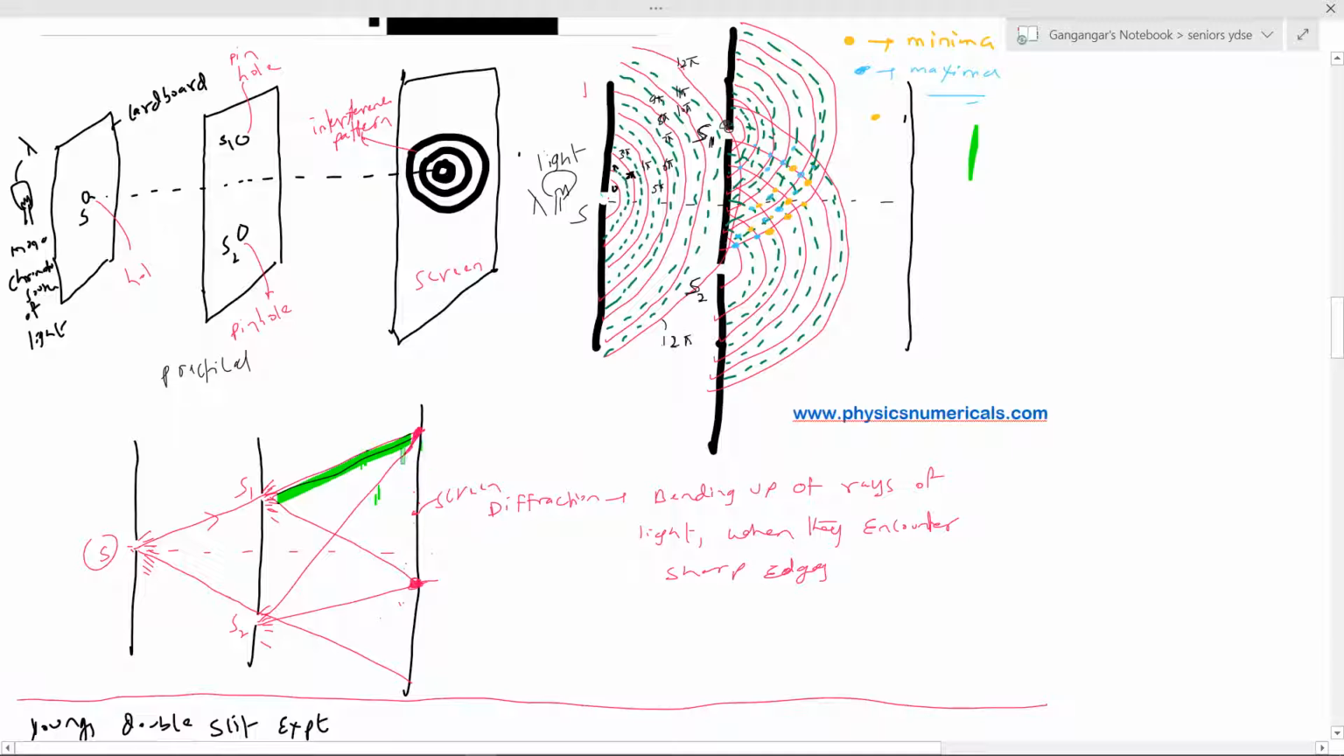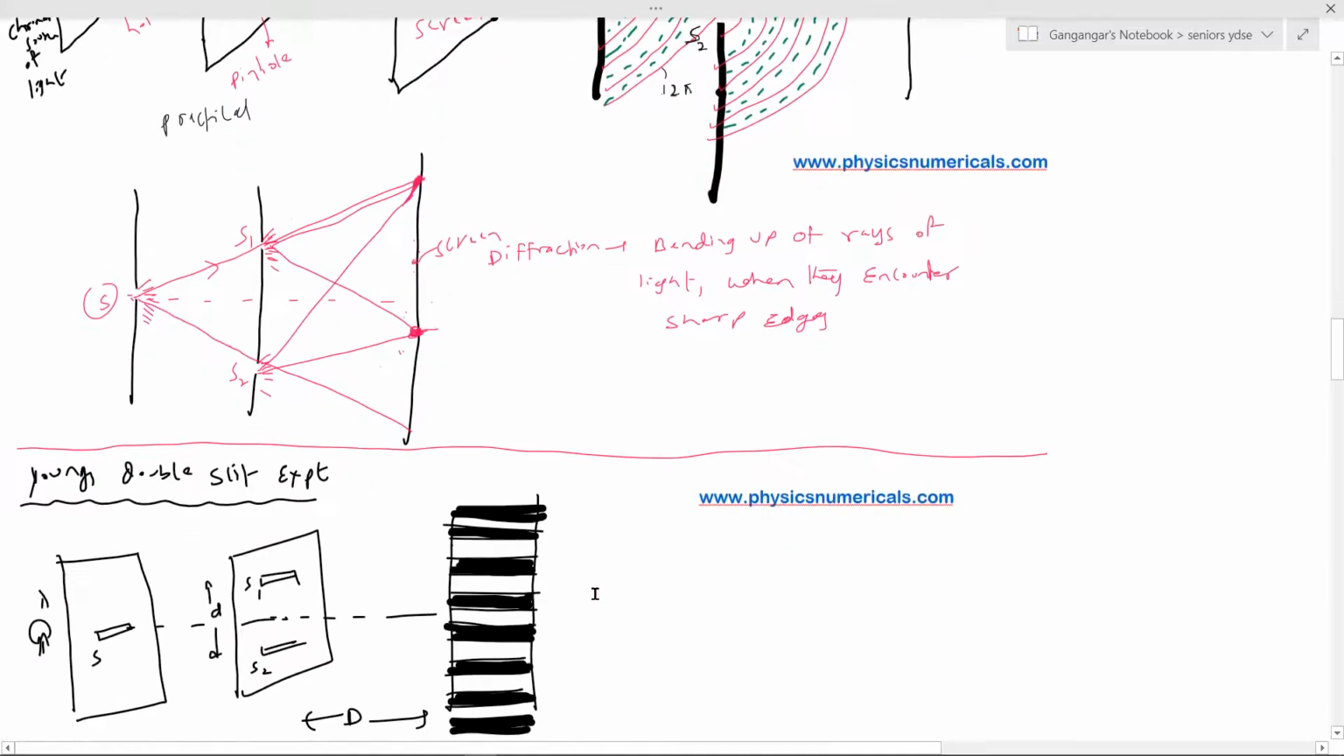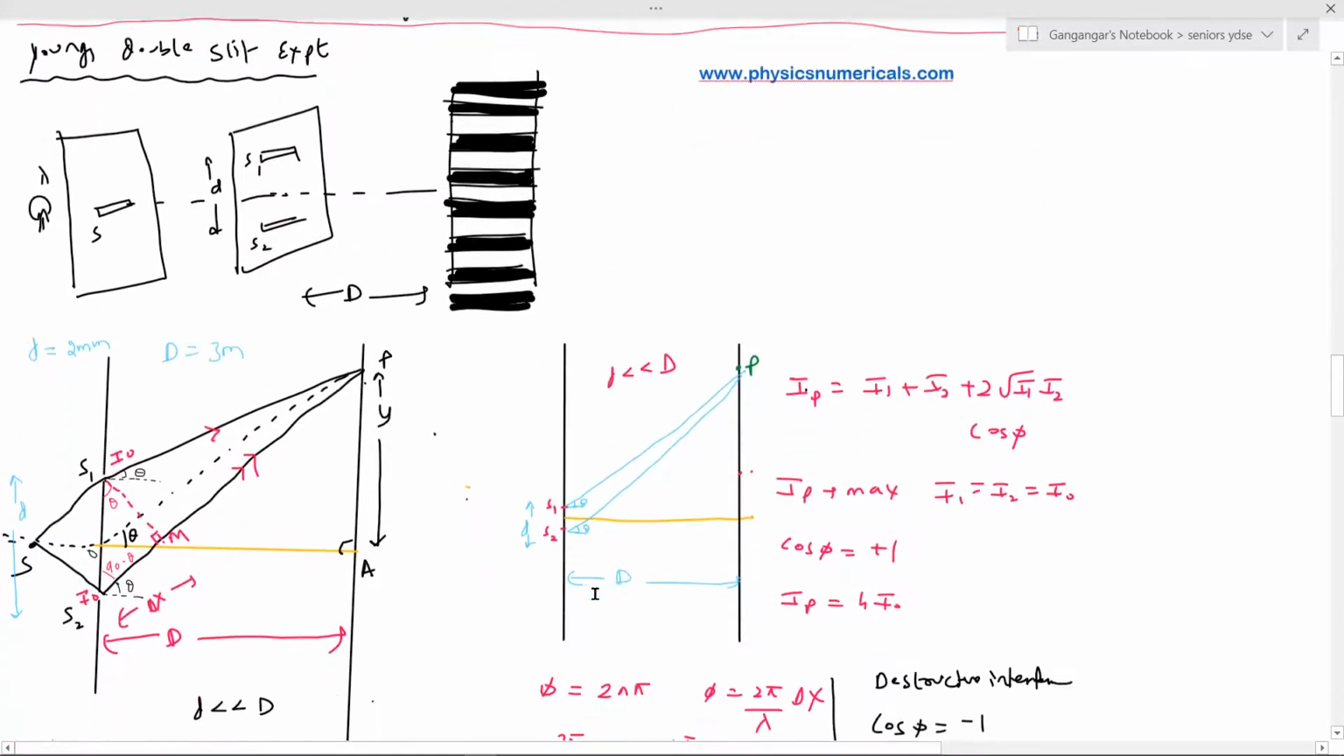Hope everyone is able to understand the YDSE setup. So basically, YDSE supports the wave nature of light, the interference phenomenon. So here we'll get the maxima and the minima. Okay, let's do one thing. We'll directly go to the YDSE setup.